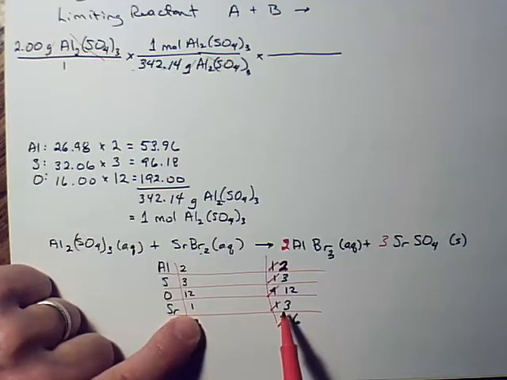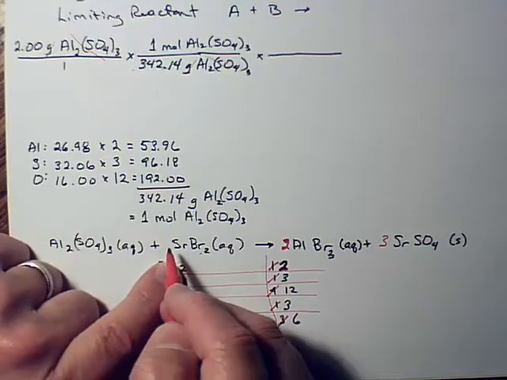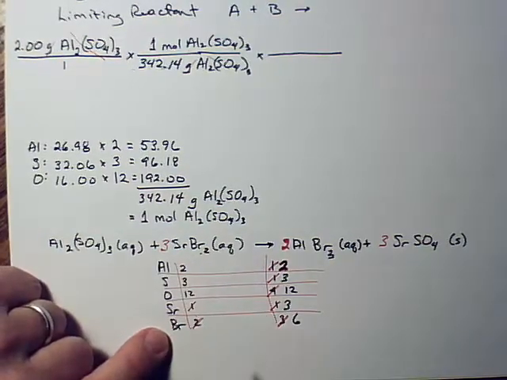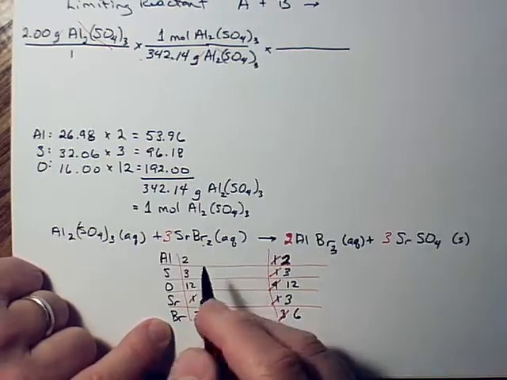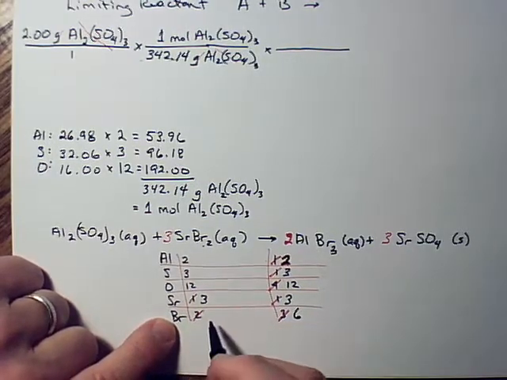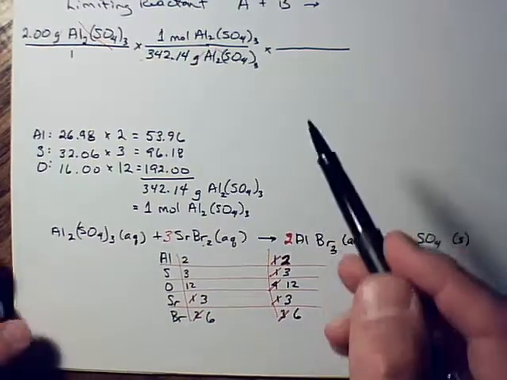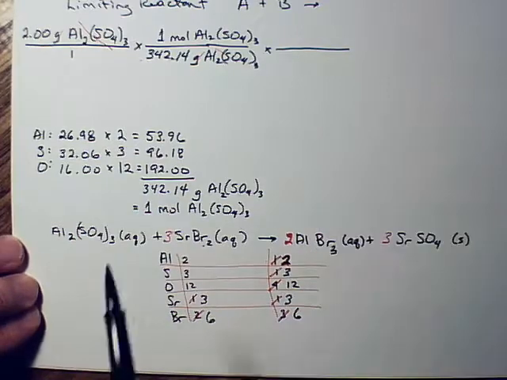Let's go to strontium. 3 on the right. To get 3 on the left, I put a 3 here. Changes the number of strontiums and bromines. And now I have 3 strontiums and 6 bromines. And the equation's balanced. So those coefficients are going to be very important because those are what we're going to use in this molar ratio step.